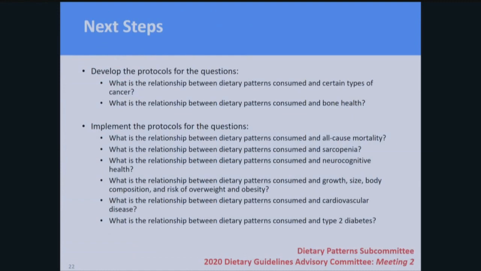So our next steps as we move forward: we will next develop the protocols for the questions of what is the relationship between dietary patterns consumed and certain types of cancer. And then the next question will be, what is the relationship between dietary patterns consumed and bone health? Then, in addition, as our next steps we'll be implementing the protocols for all of the questions that were just presented, 1, 2, 3, 4, 5, 6 of them.